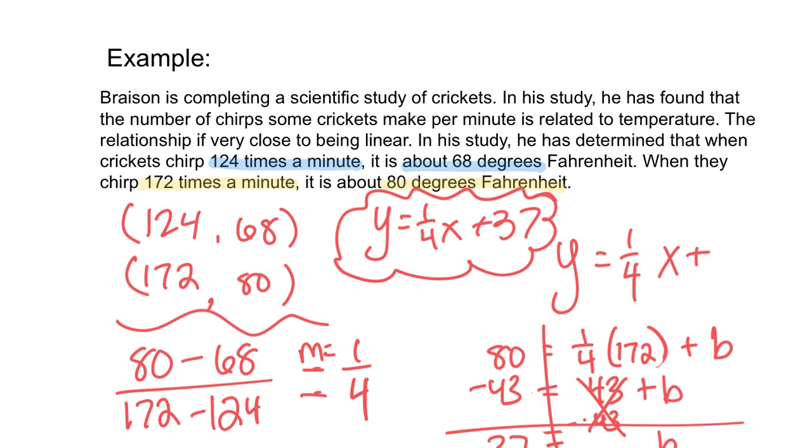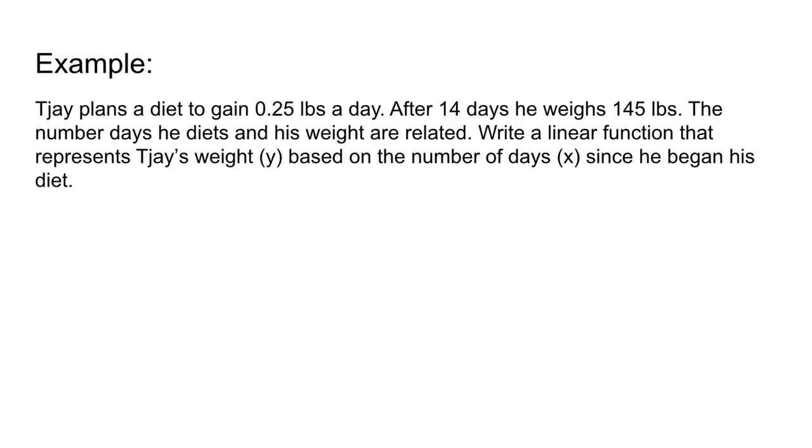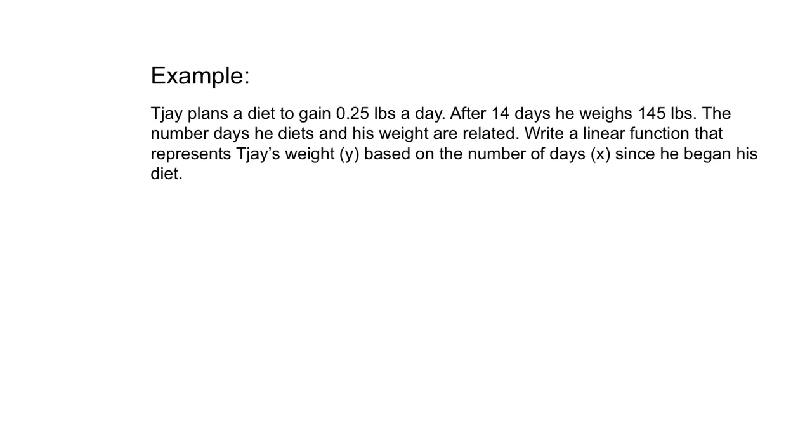All right, one more. TJ plans to diet to gain 0.25 pounds a day. After 14 days, he weighs 145 pounds. The number of days he diets and his weight are related. Write a linear function that represents his weight based on the number of days since he began his diet.